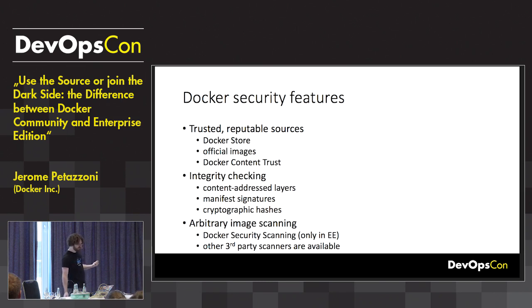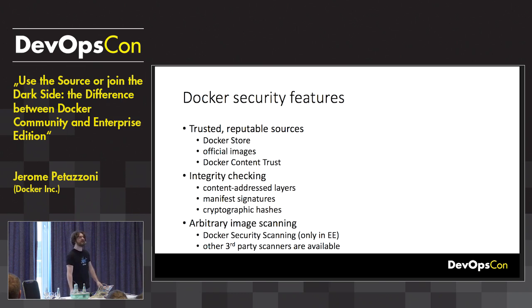So how do I know that I got stuff from trusted, reputable sources? Well, there is the Docker store, there are official images, and there is a mechanism called Docker Content Trust, where you can sign an image, and then you can say, on this cluster, I only want to run images that have been signed. It's a pretty strict thing, but it's pretty safe as well.